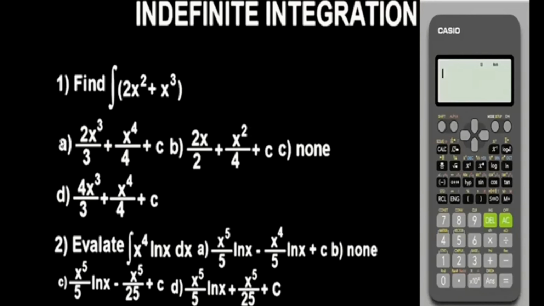Now, this is question 1. It says find the indefinite integral of (2x squared plus x cubed), in brackets. Now guys, the idea behind solving indefinite integration with a scientific calculator like this is to store a number and use that stored number to simplify the question, and also use the same stored number to differentiate the options to get your answer.